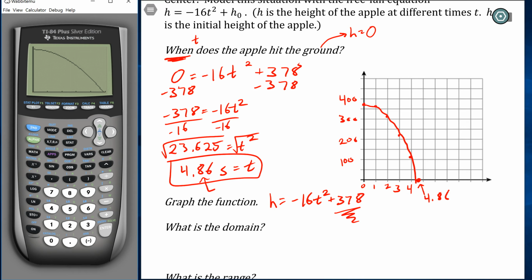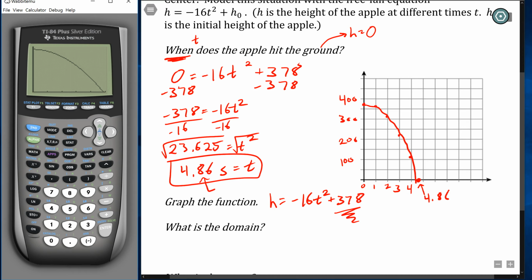Now, some things to notice here. In free fall motion, notice how the apple is falling sort of slow at first, and then it's falling faster and faster as it hits the ground. Again, that's because it's accelerating as it goes down. It's a physics issue.